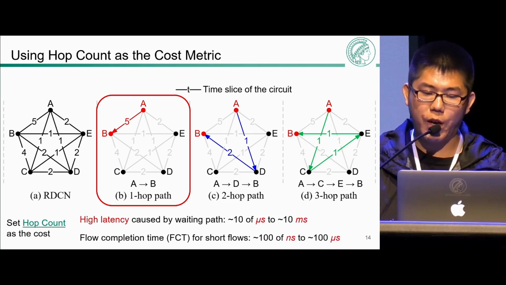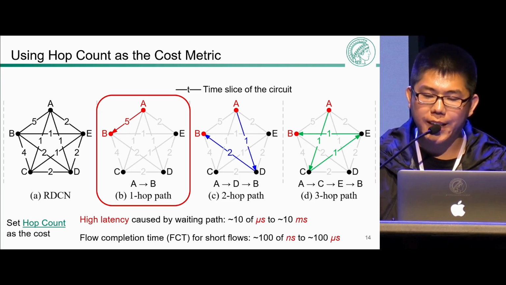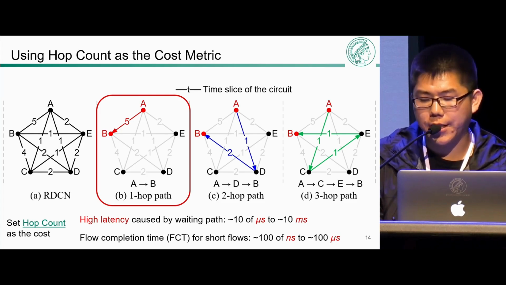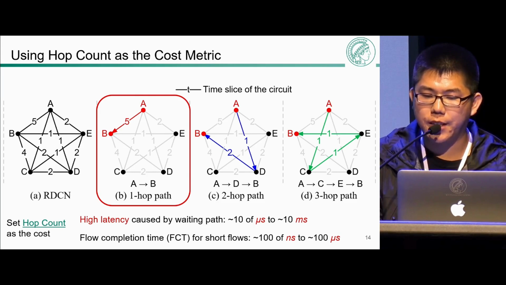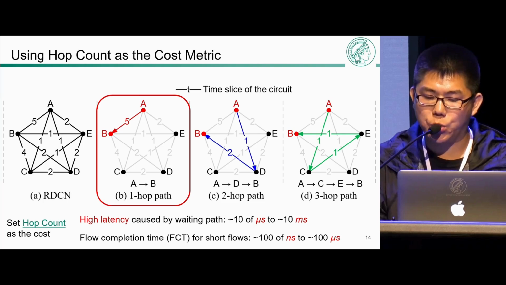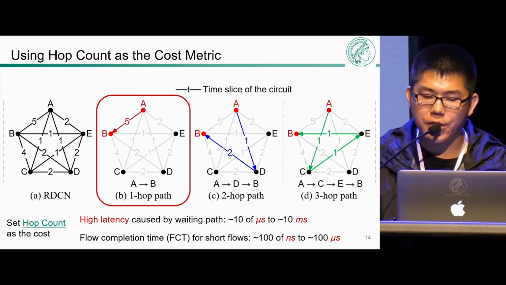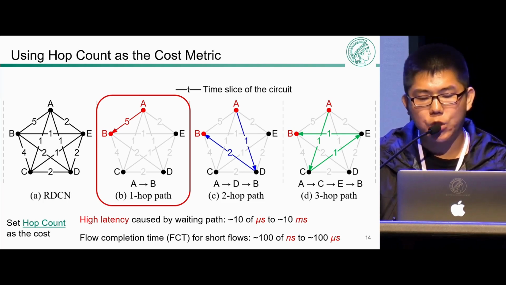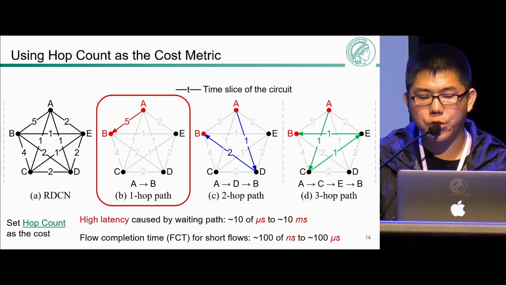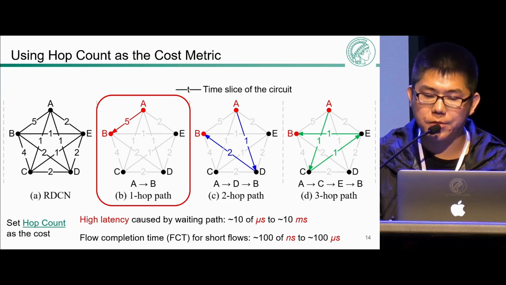However, this one-hop path only appears at time slice 5. This path introduces a high latency and can be tens of microseconds to tens of milliseconds. The flow completion time, or FCT, is very critical to short flows. FCT is only hundreds of nanoseconds to hundreds of microseconds. Using one-hop paths for short flows will make FCT much higher.